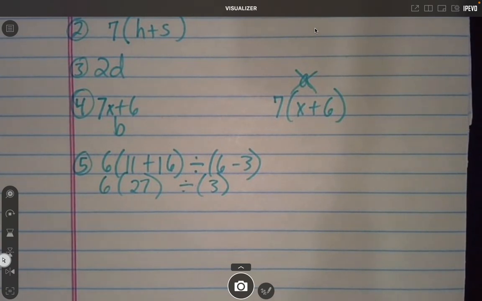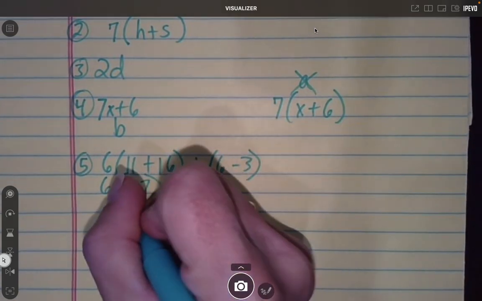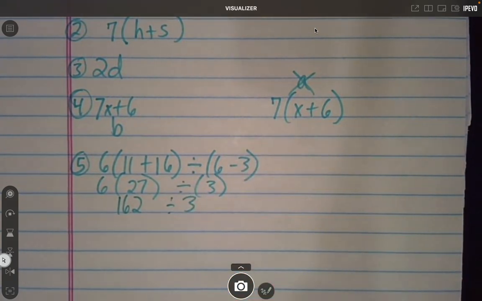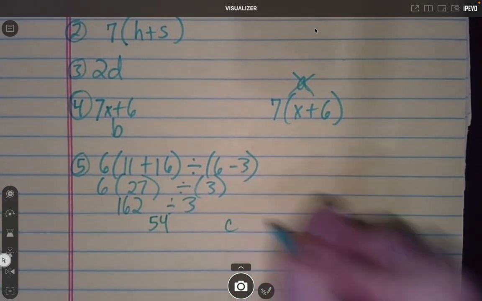6 times... 142. That's less. No, I didn't get... I don't even know where my calculator is. Is it 162? Thank you. 162 divided by 3. What'd y'all get on this one? I got 54. 54. It should be C. It should be 54. Answer choice C.